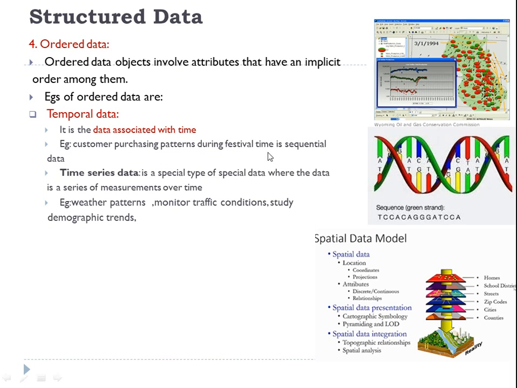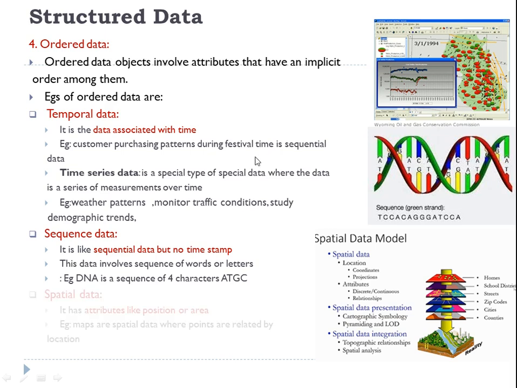Even under ordered data, I have different types like temporal data, sequence data, and spatial data. So ordered data can be further classified into temporal, sequence, and spatial. What is ordered data? As the word itself says, here the data will have some kind of order. The first one, temporal data. Temporal means time. So here the data is associated with time.